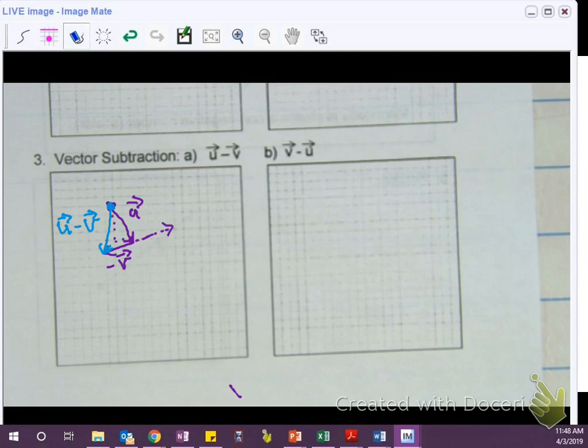So I want you to do this part. Draw V and then subtract U. So you should pick any point, go right 3, these grid lines are, and up 1. So that is V. And then from the tip of that one, I want to start U.